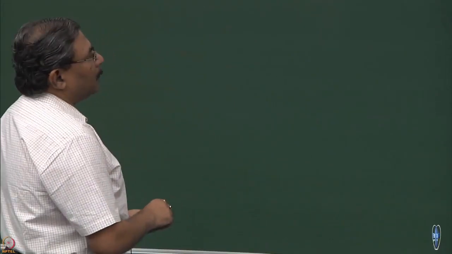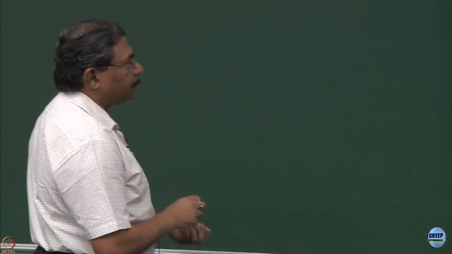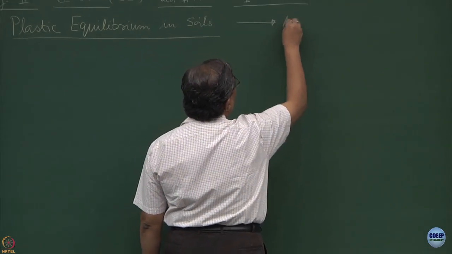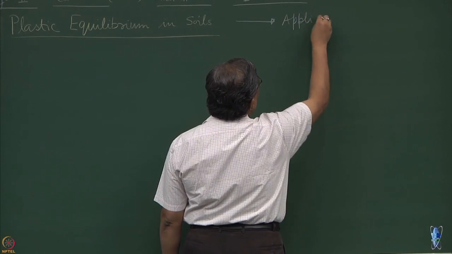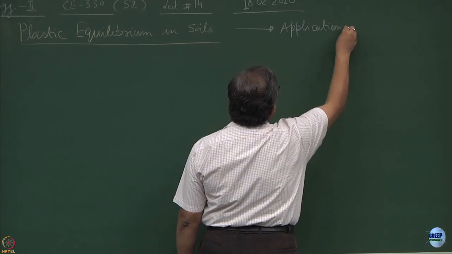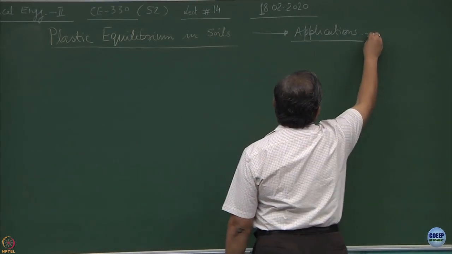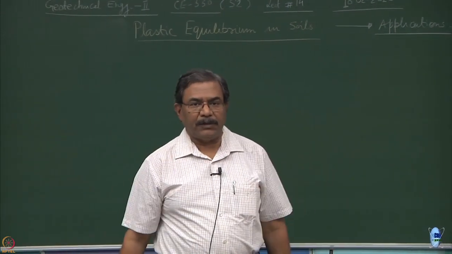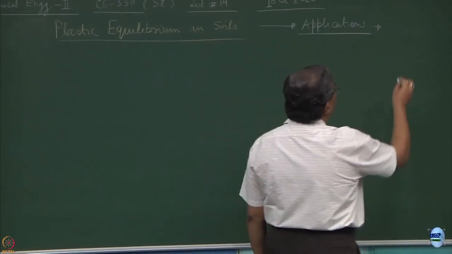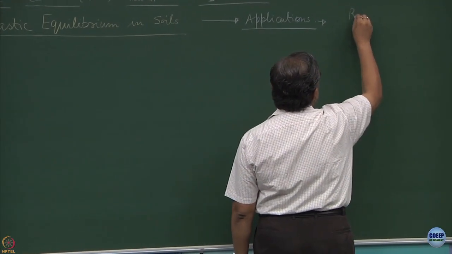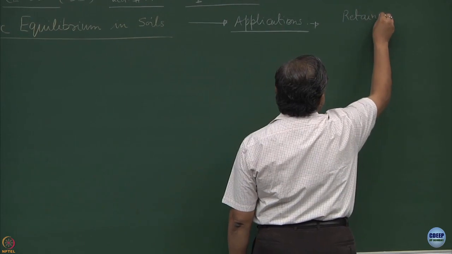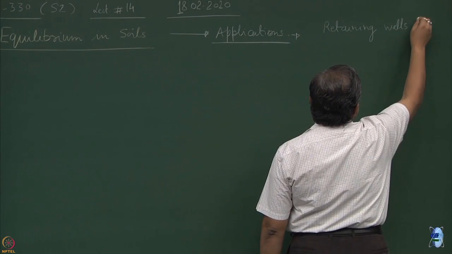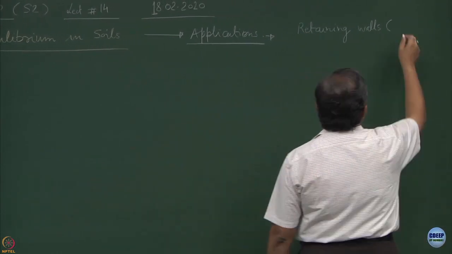So when we talk about the plastic equilibrium in soils, the first question is where are we going to apply this concept. So the applications are basically, this is the application of how to use the parameters. So designing of retaining walls particularly. I normally call this as retention schemes.